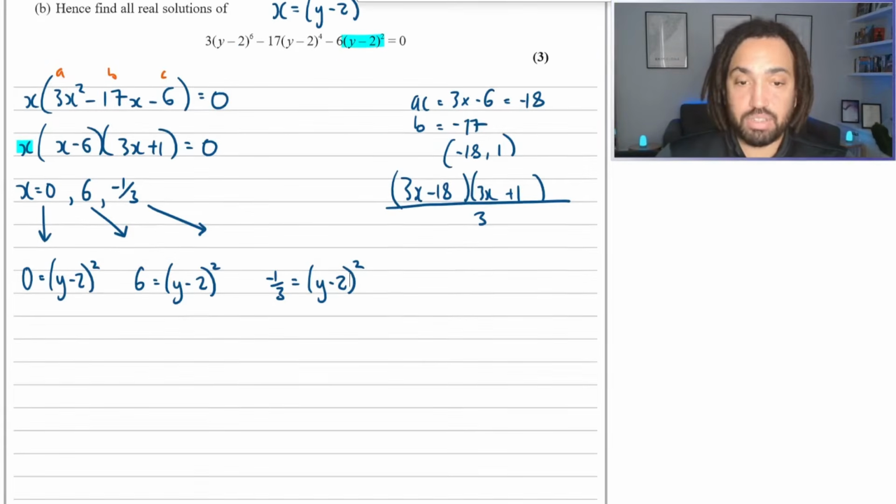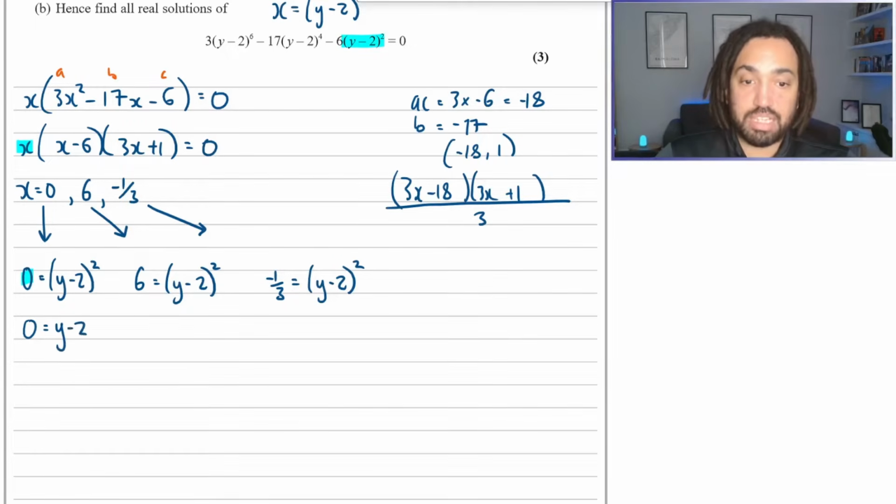Okay, let's have a look at this one. We need to square root both sides. And when I square root 0, that's just going to give me 0. It's not going to give me plus or minus, because you can't have plus or minus 0. So it'll be 0. And then I add 2 to both sides, I get y equals 2. So that's one solution for y.